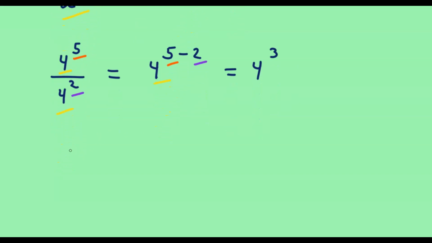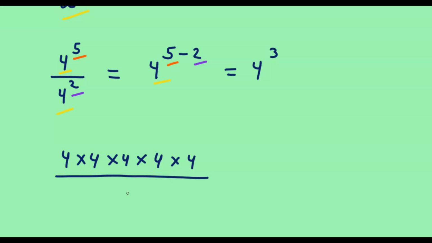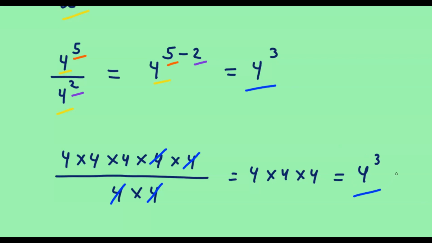So we have 4 to the power of 5. That is 4 multiplied by itself a total of 5 times. And we divide that by 4 to the power of 2. Now that means 4 multiplied by itself a total of 2 times. Now we can cancel out these 4's, and we are just left with 4 multiplied by itself 3 times, and that means 4 to the power of 3. So we can see that we end up with the same answer, and this is why the quotient law works.